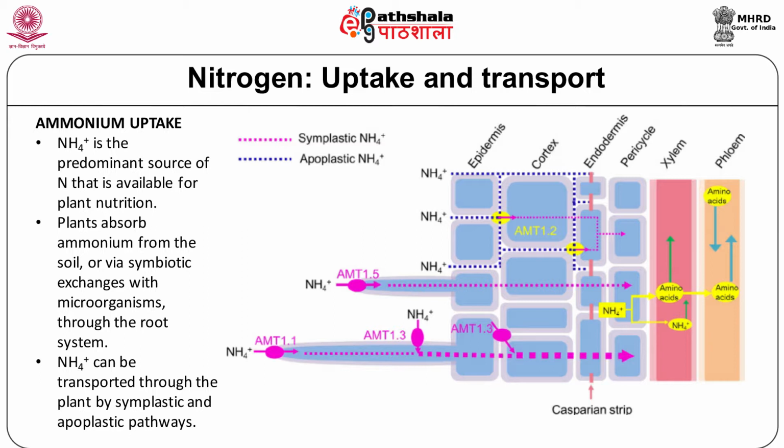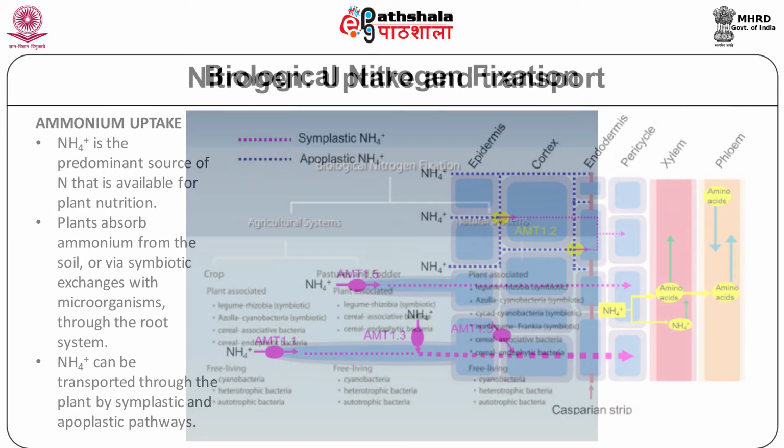The low affinity transporter AMT 1.2, located in the endodermis and cortex cells, has been found to play an important role in retrieving ammonium released from the cortex and also the ammonium entering the root tissue through the symplast pathways.